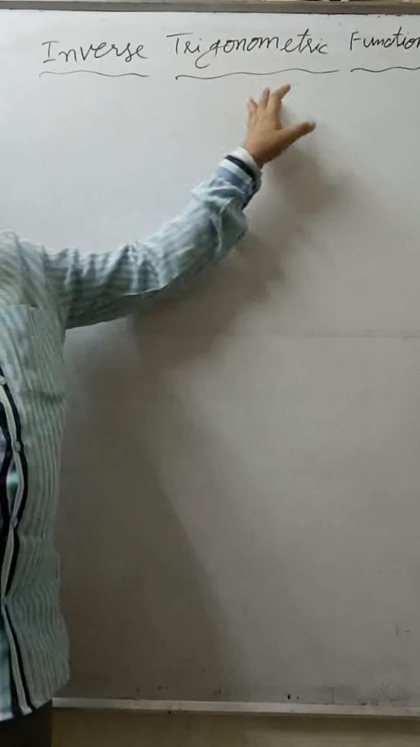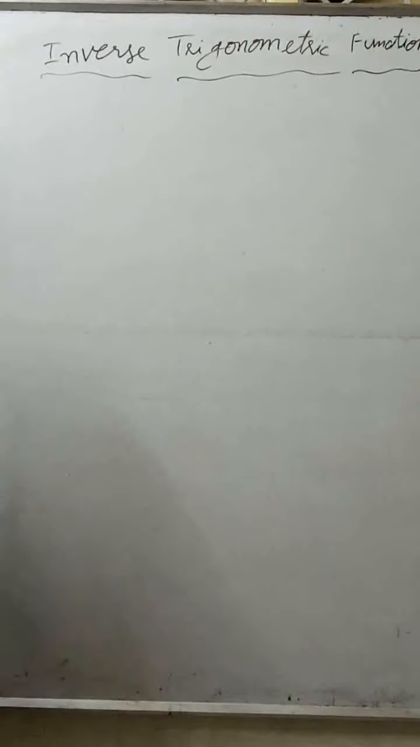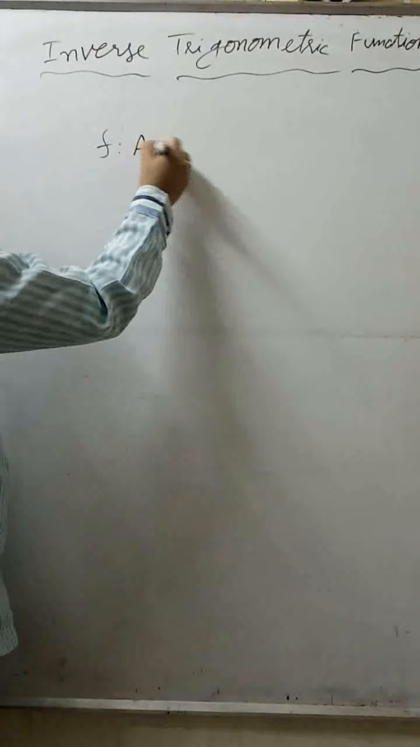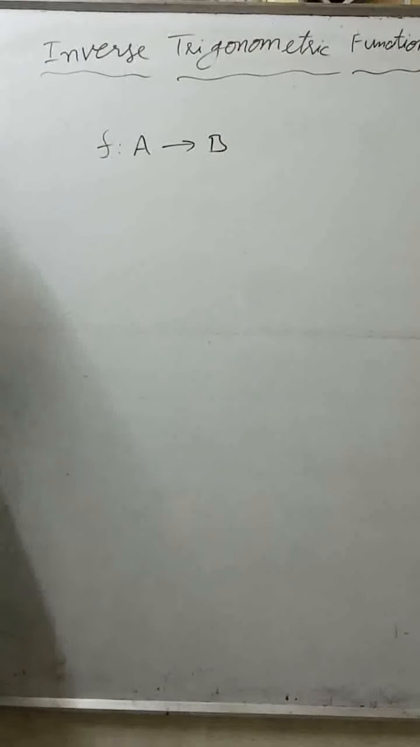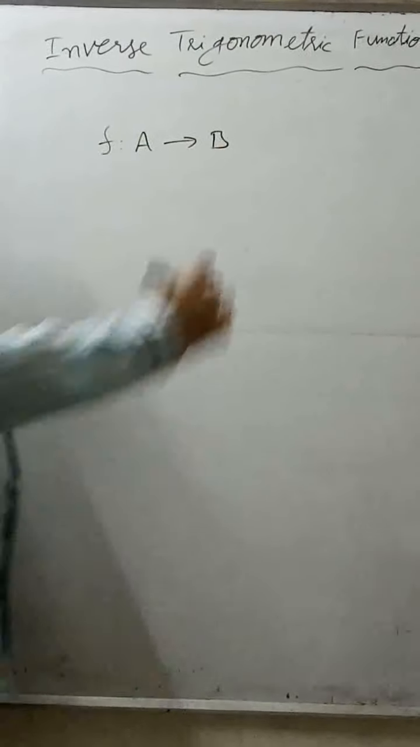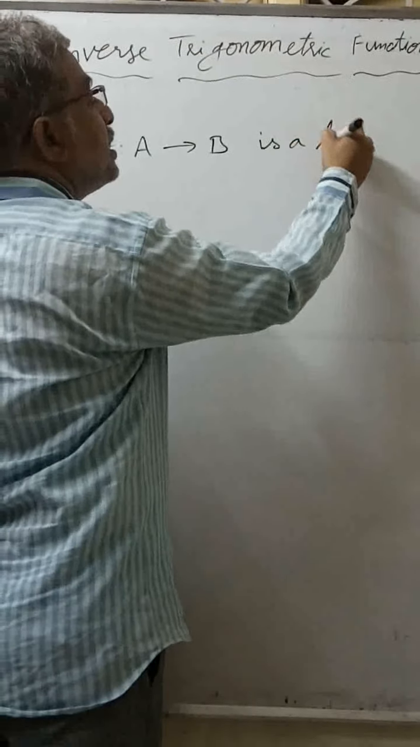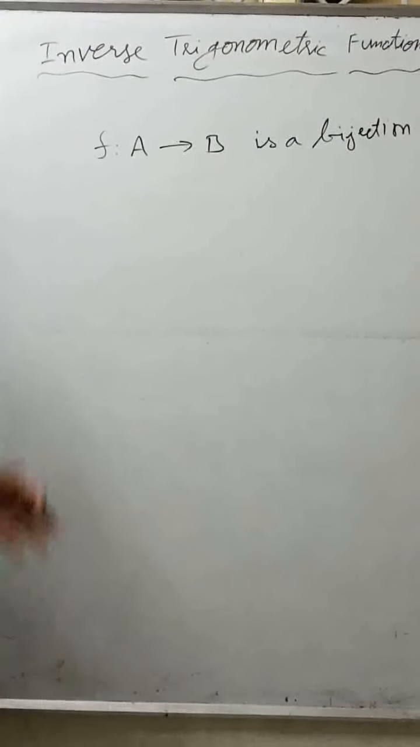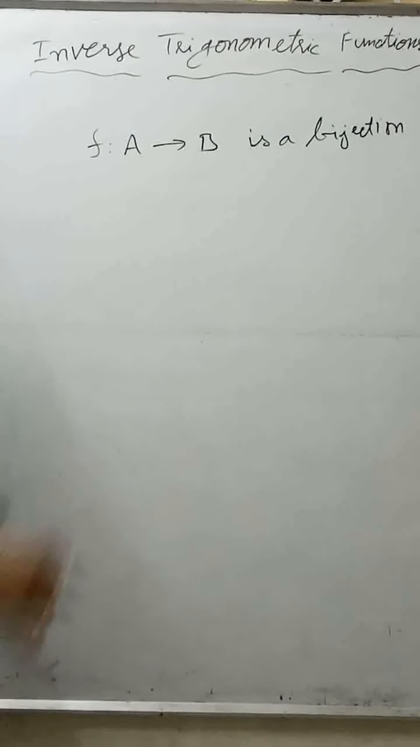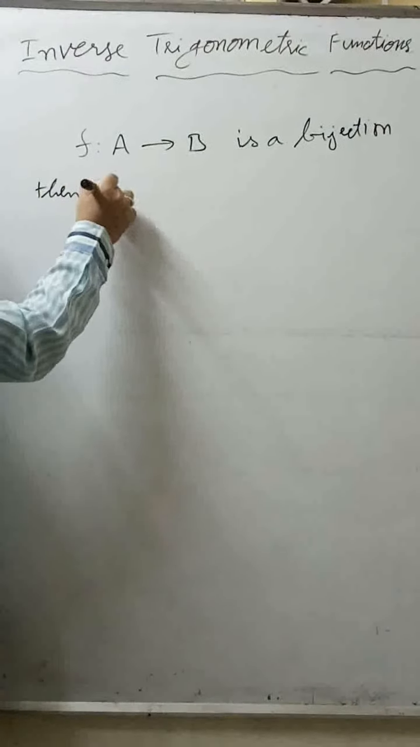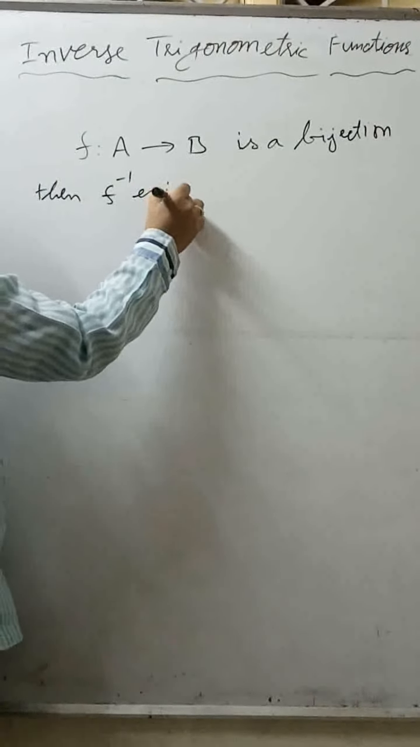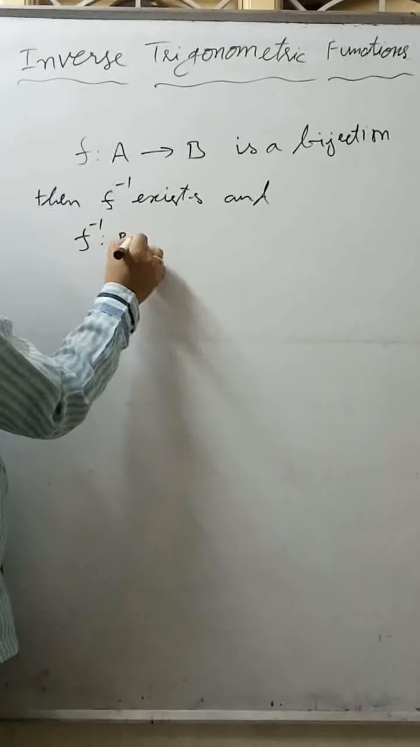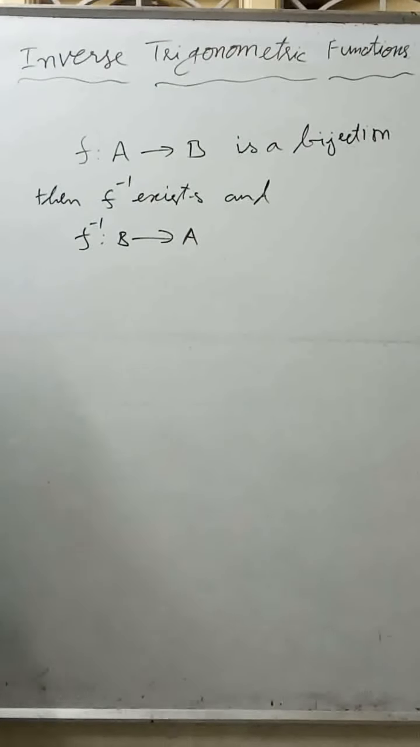Now we will discuss inverse trigonometric functions. We know that if f is a function from A to B, just now we discussed functions, and f is a bijection, then only f inverse exists, and f inverse is a mapping from B to A.